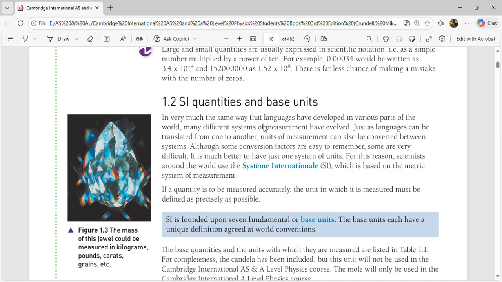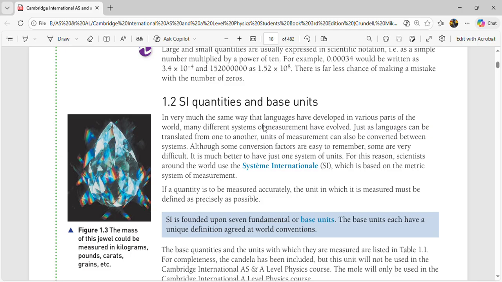However, these quantities are classified as base quantities and derived quantities. The base quantities have base units, and derived quantities have derived units and base units. We shall know why.